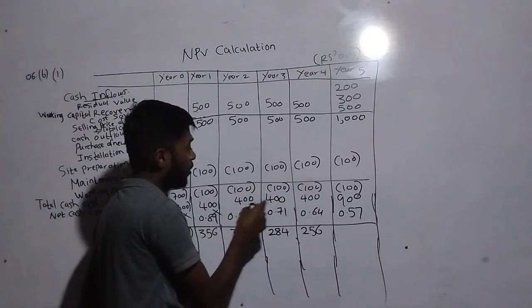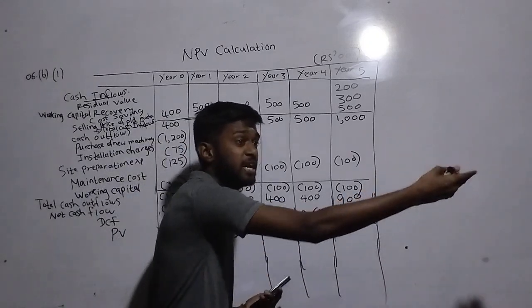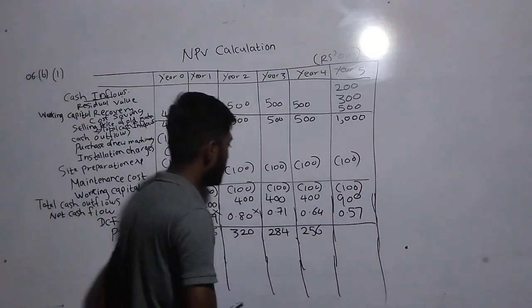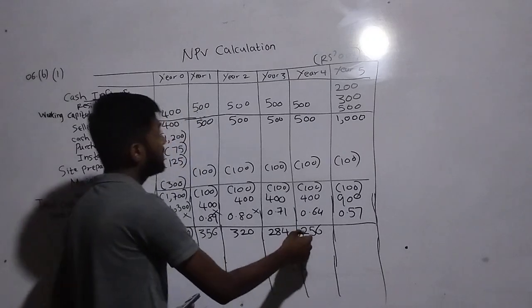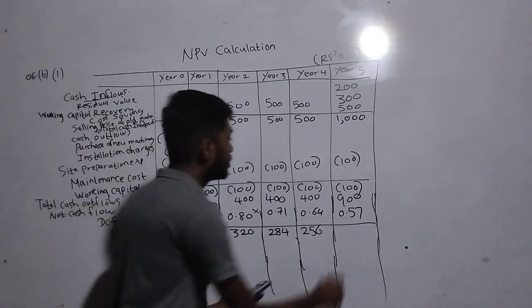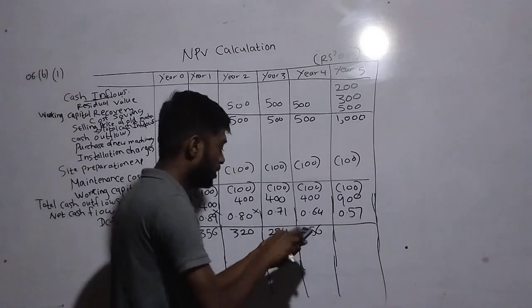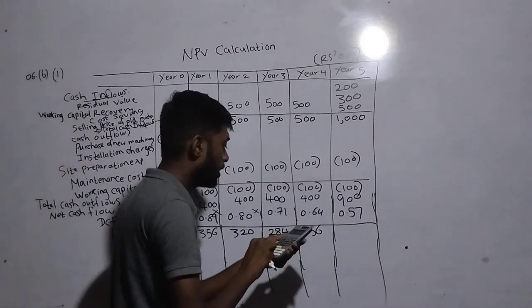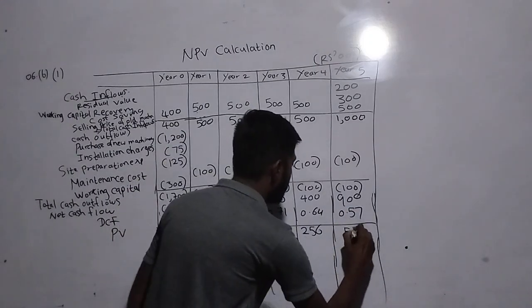So when the years are increasing, the present value is decreasing. See, year 4 you are getting 256, but year 3 you are getting more, and year 2 you are getting more than that. So now this one, we have 900 into 0.57, that is 513.